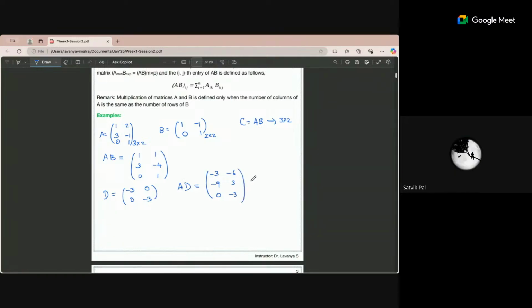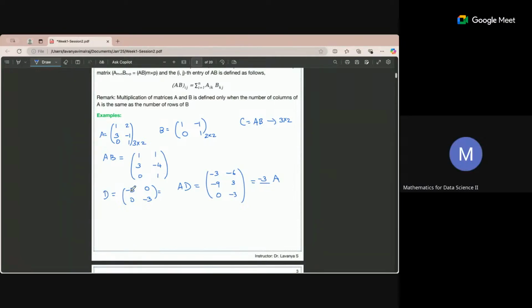Can you write it as a scalar times of A? What is that scalar? Minus 3. Right? Sorry, in the AB matrix, the last element should be 0 instead of 1. So row 3 into column 2: 0 into -1 is 0, 1 into 1 is 1. So you have 1, right? Okay, fine.